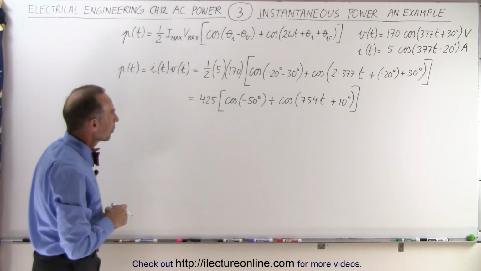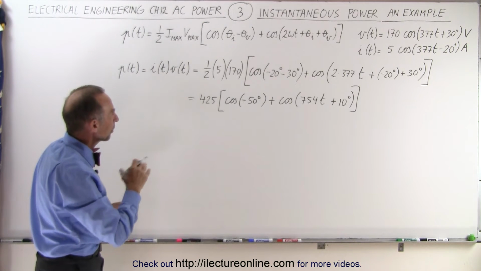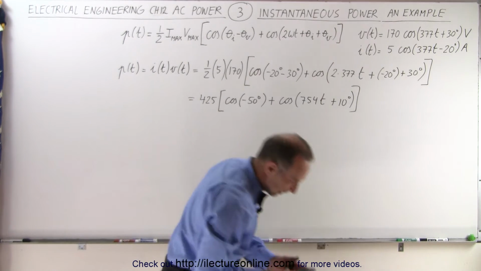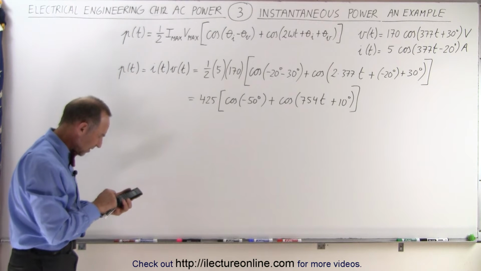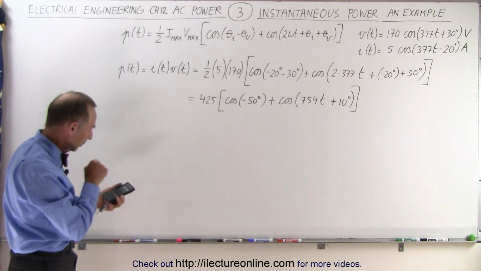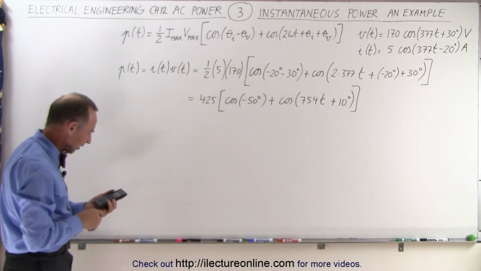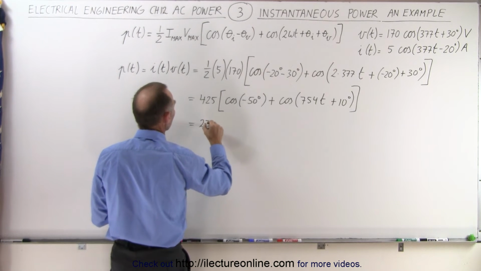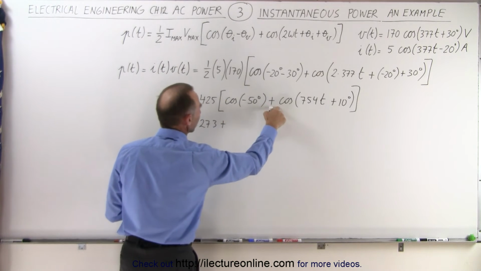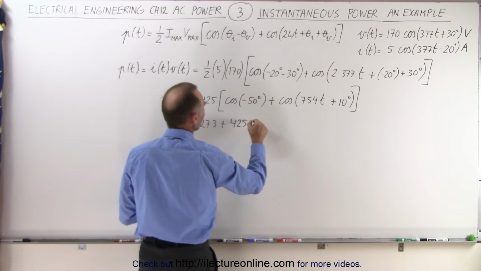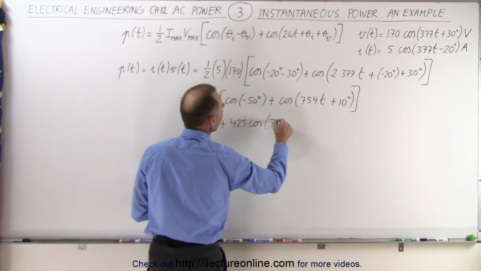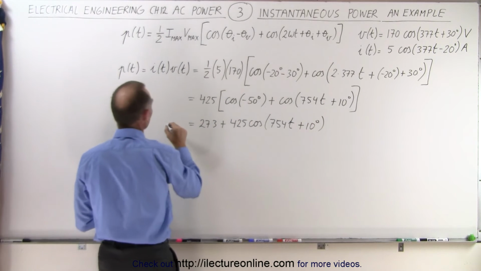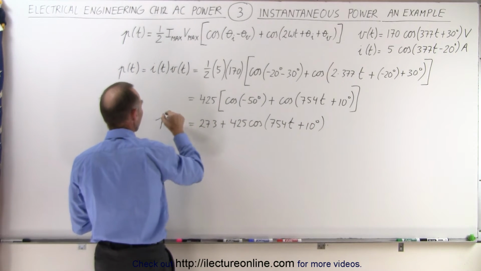Now we're going to plug in what the cosine of 50 degrees is. Let's see, where's my calculator? There we go. We take 50, take the cosine, and multiply that times 425, and that gives us about 273. We'll round it off to 273. So this is 273 plus 425 times the cosine of 754t plus 10 degrees. And that is the power as a function of time.